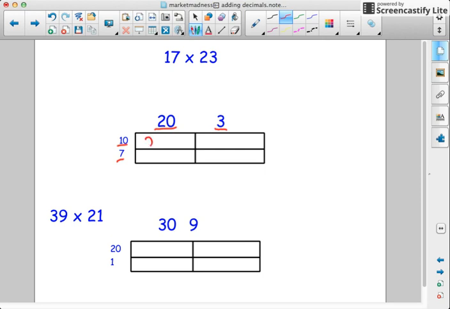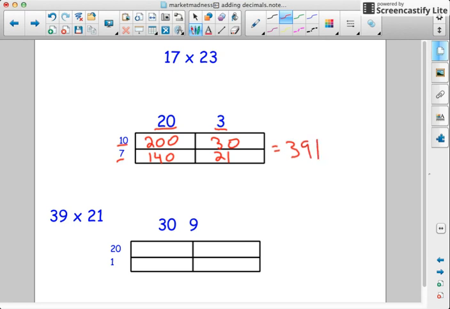10 times 20 is 200. 10 times 3 is 30. 7 times 20 is 140. 7 times 3 is 21. So I'm going to add up all of these boxes, not the outsides, just the inside of the boxes. I get 340, 370, 391.